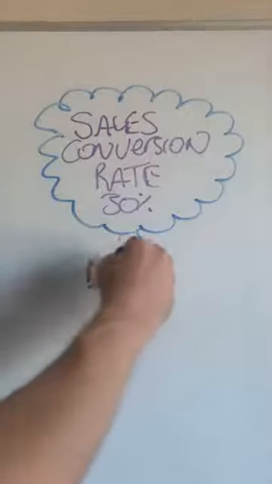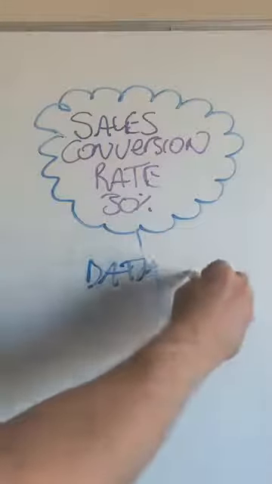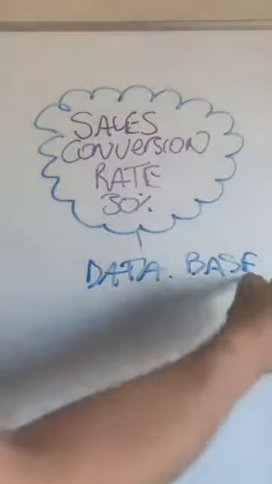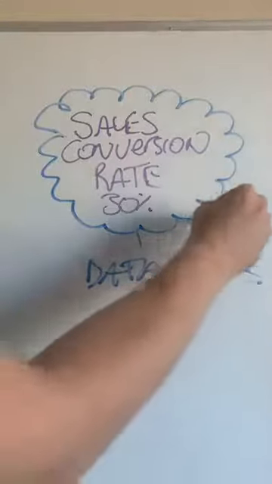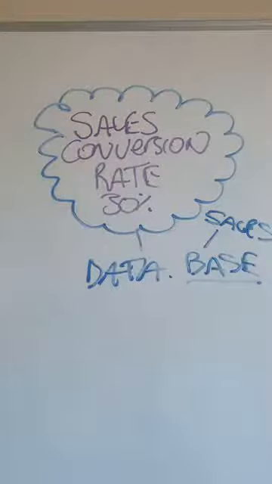Data. Data is names, emails, contact numbers. That's your database. It's called your database. What does that also mean? Sales base. So looking at your database, your sales base that you currently have for your business, is incredibly important. Because you could look at more leads, you could look at getting more volume through and all this sort of stuff. However, it really means nothing.